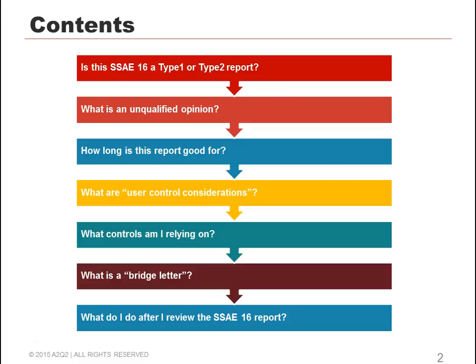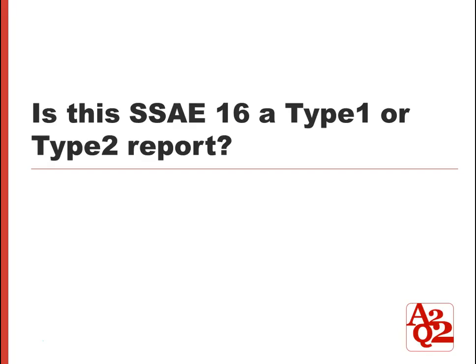This session is meant to be a hands-on, how-do-I-do-this, so that you can perform your job and check it off the list. So we're going to go over: is this SSAE 16 a Type 1 or Type 2 report? What does an unqualified opinion look like? How long is the report good for? Who or what are the user control considerations? What controls am I relying on? What's a bridge letter? And what do I do after I review the SSAE 16 report? So let's dive into it.